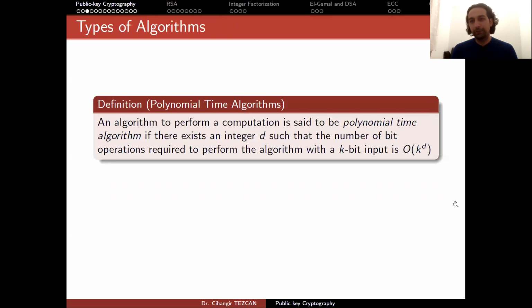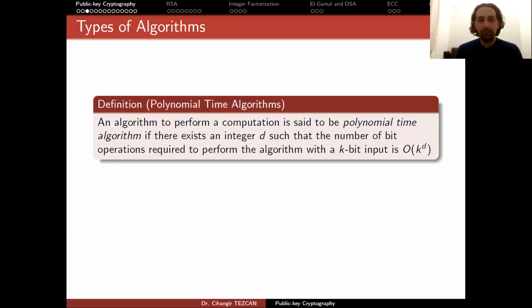But first, as I told you before, I'm planning to give you a lot of definitions because they will be useful for us to understand the following slides and concepts. So let's start with complexity of algorithms. Let's define a polynomial time algorithm.